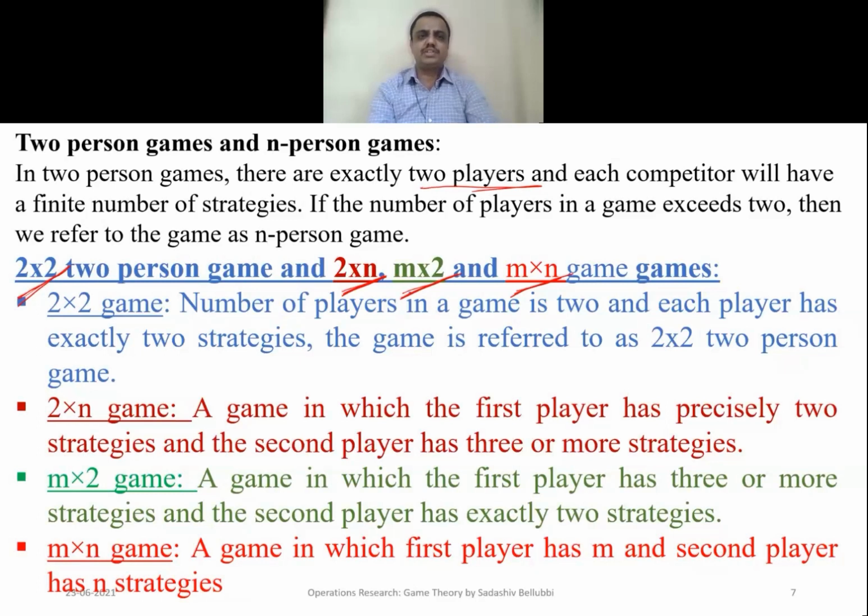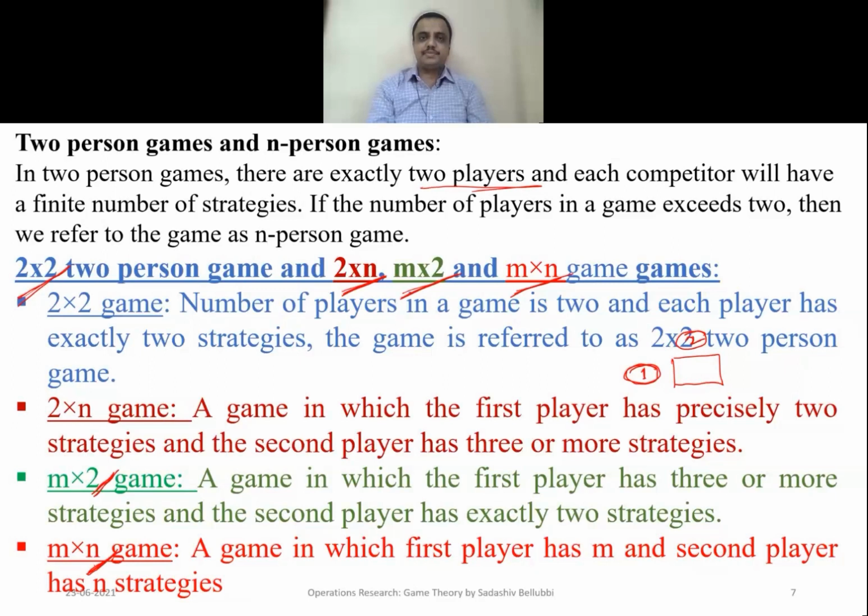2 by n means the first player has 2 strategies whereas the second player has n strategies. M by 2 means the first player has m strategies and the second player has 2 strategies. M by n means the first player has m strategies and the second player has n strategies. You may ask who the first player and who the second player is. In the payoff matrix, whoever's name you write on the left side is the first player, and whoever you write at the top is the second player. So depending on the number of strategies, we divide games into different types.